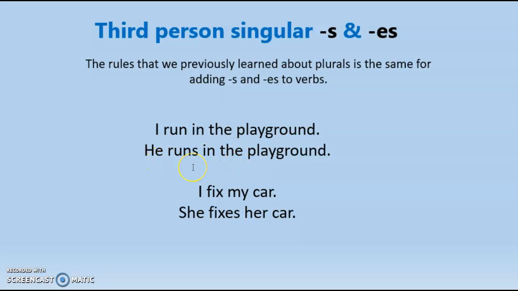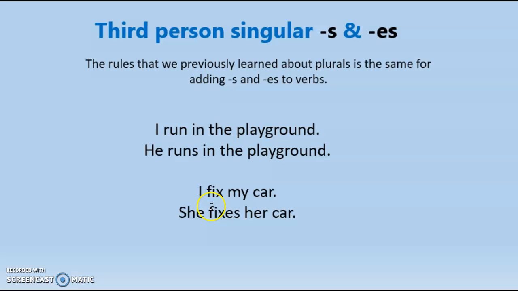Can you see how the verb has changed? Instead of saying he run in the playground, we need to say he runs in the playground. So it's exactly the same rule as when we were changing nouns into plurals.